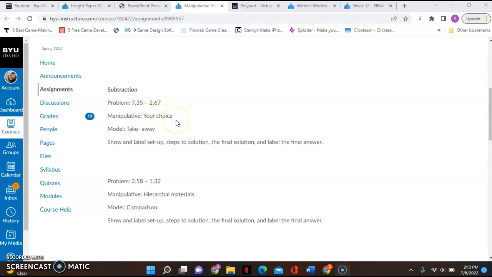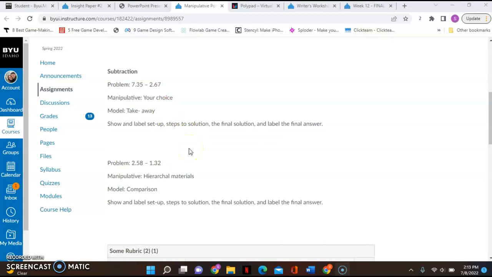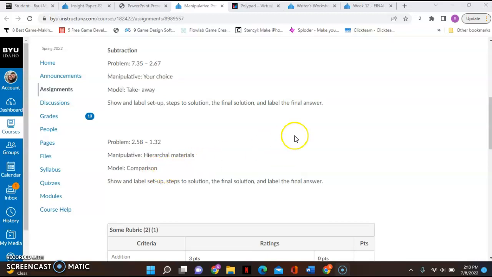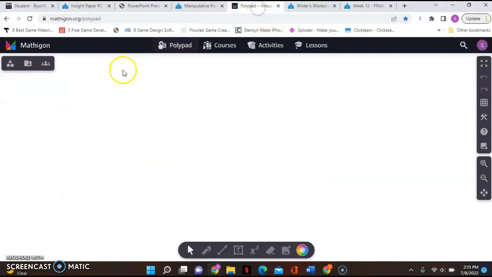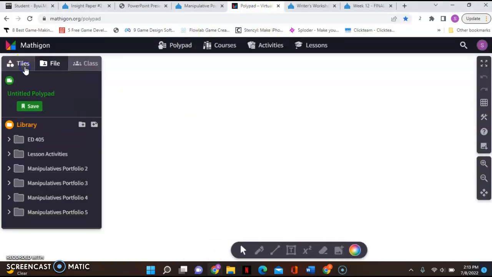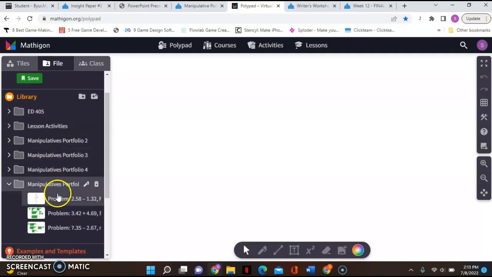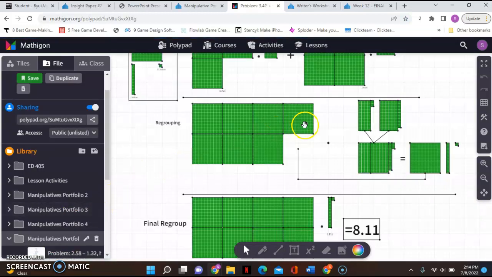We had to pick a manipulative of our choice, and we had to use the takeaway model. And then the second problem was 2.58 minus 1.32 using hierarchical materials and using the comparison model. And so here we have those files in Mathagon, in Manipulatives portfolio number 5. So first we will start with the addition problem.